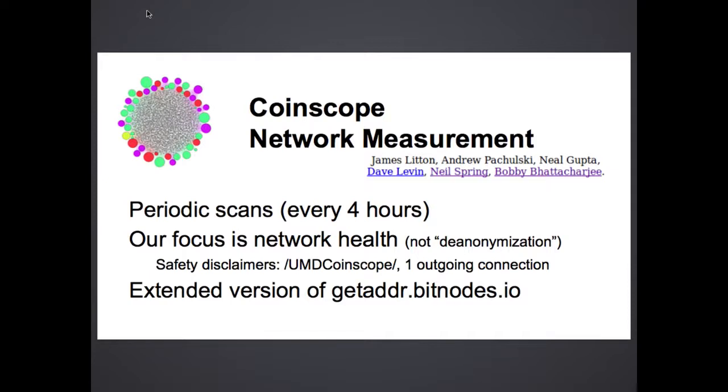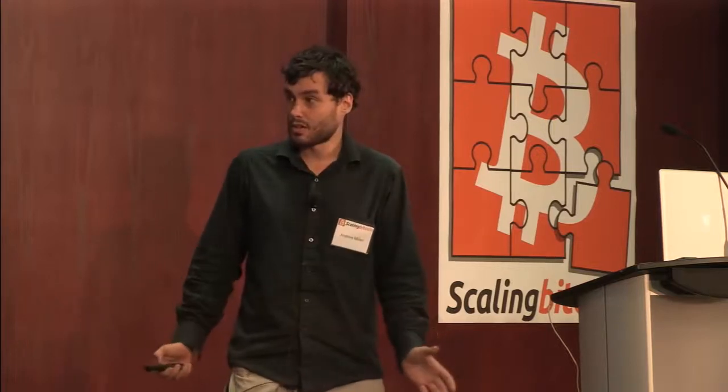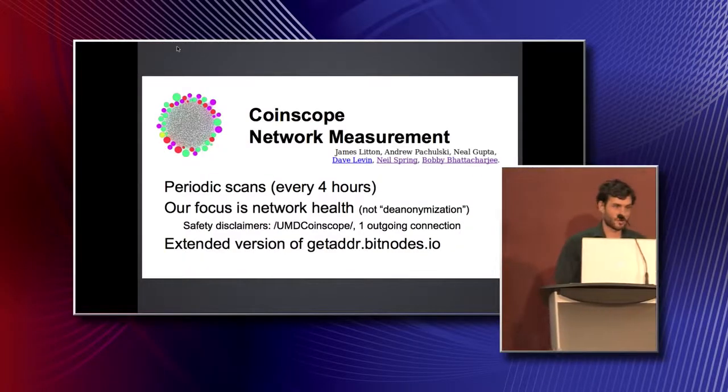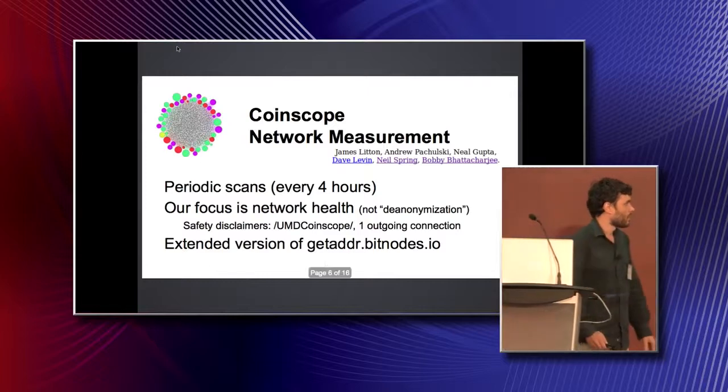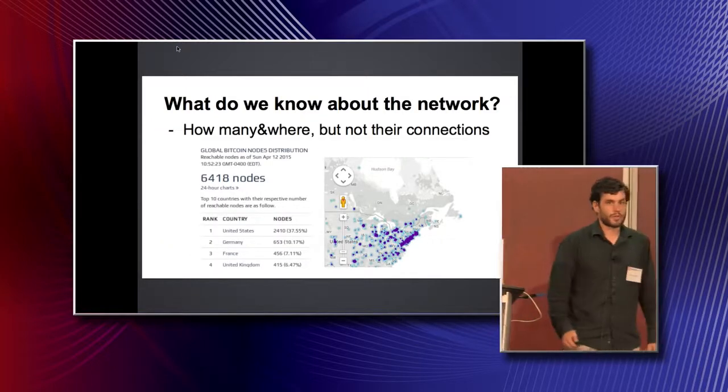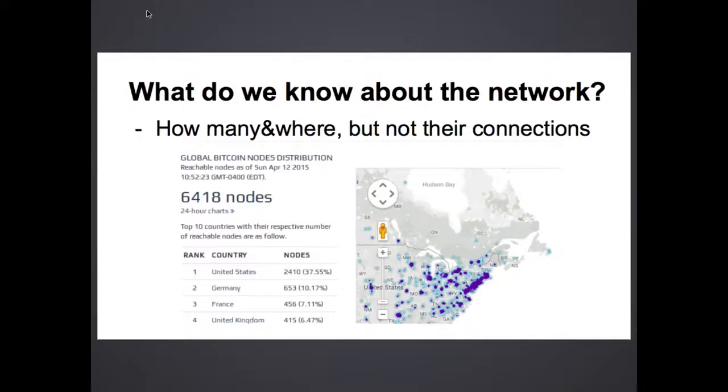I'll tell you in detail what it is that we do. Our focus is network health, not de-anonymization. We try not to be like Chainalysis, so we have our UMD Coinscope as the flag we fly under. We never use more than one outgoing connection to nodes. So we think of ourselves as an extended version of GetAddr. Okay, so relative to the state of the art, everyone knows GetAddr is the gold standard for Bitcoin measurement so far. This tells you lots of details about nodes.